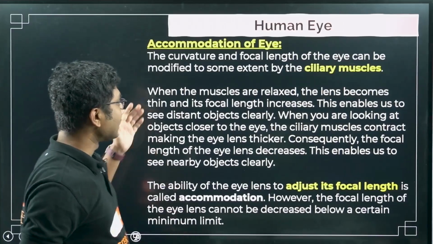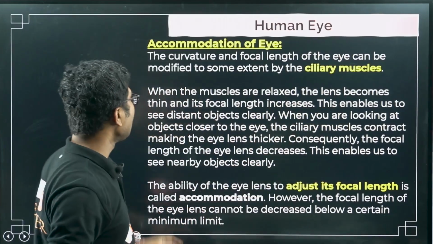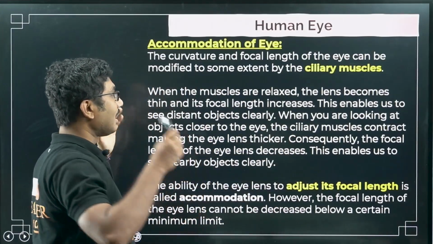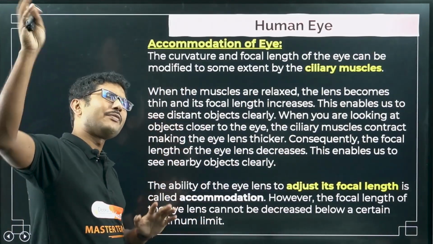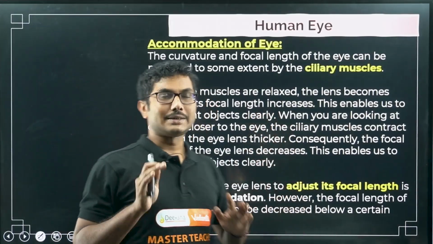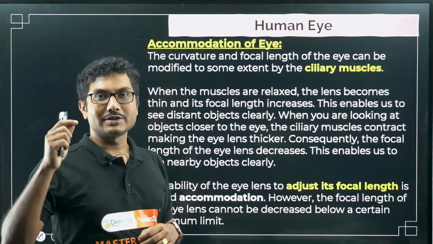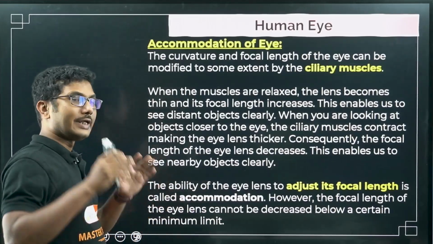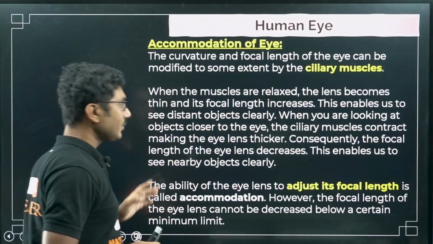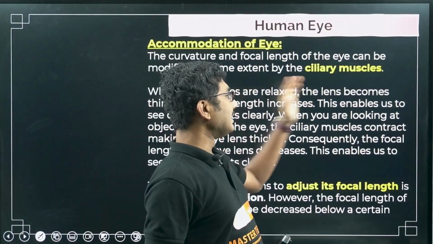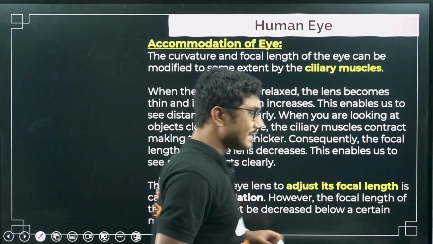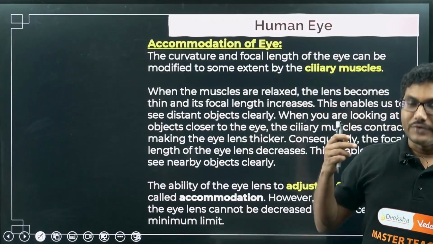Okay, when the muscles are relaxed, the lens becomes thin and its focal length increases. So when you are relaxed, you are watching something which is very far away from you. In that case, your muscles are relaxed. Okay, normal standard position. They are neither stretched nor extended, so it is called a relaxed position. The lens is thin and its focal length increases. This enables us to see distant objects clearly.